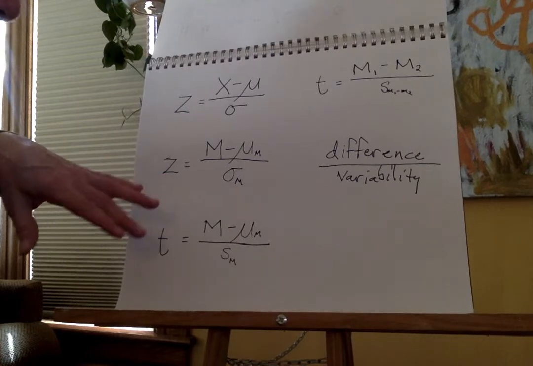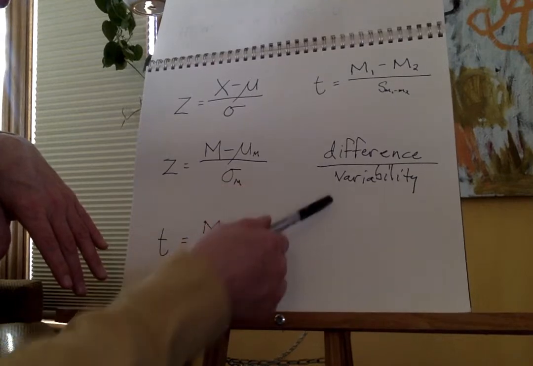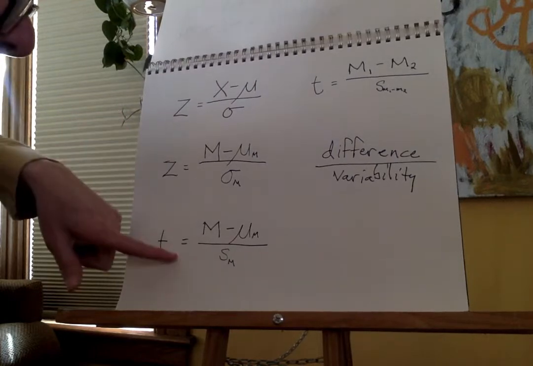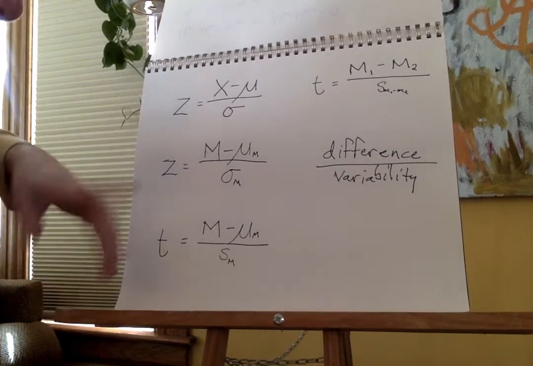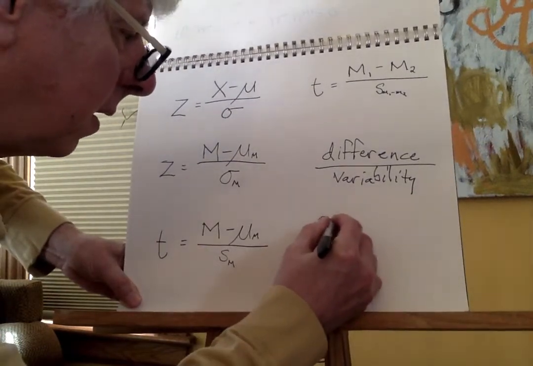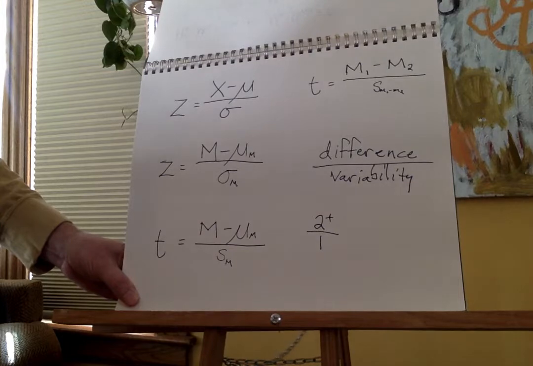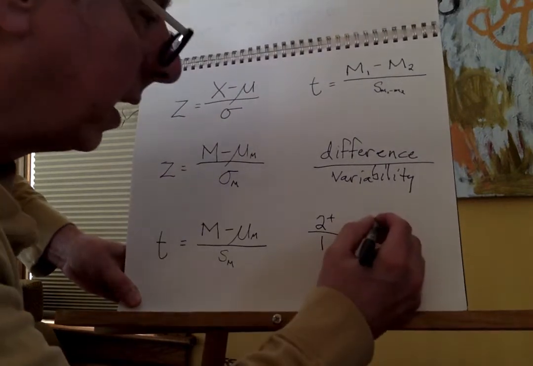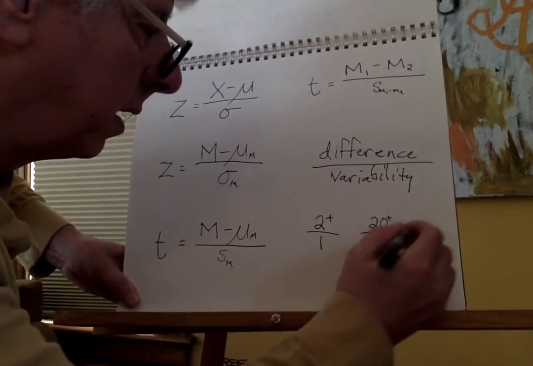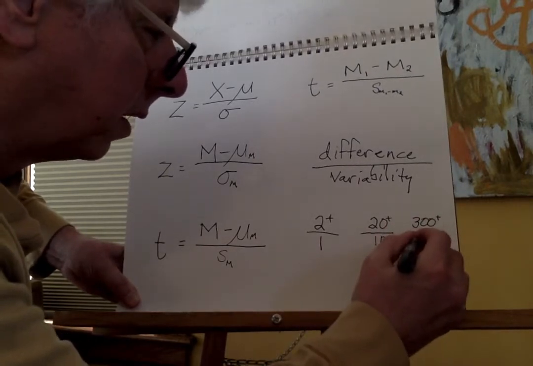And we get numbers for this. We get numbers for the difference, and we get a number for variability, and we look at the ratio, and for these tests, right, 1.96, these are going to be 2 point something, right? But basically, we want a ratio where the top is 2 plus over 1, right? This could be a difference of 20 plus over 10, or 300 plus over 150.